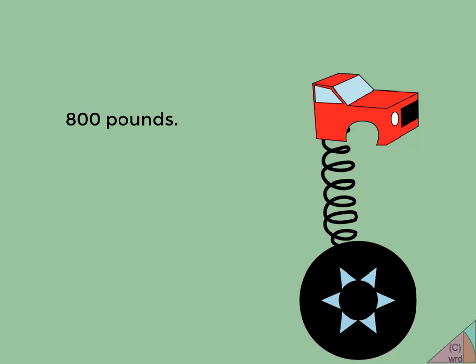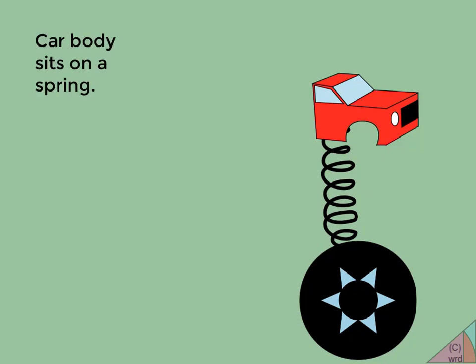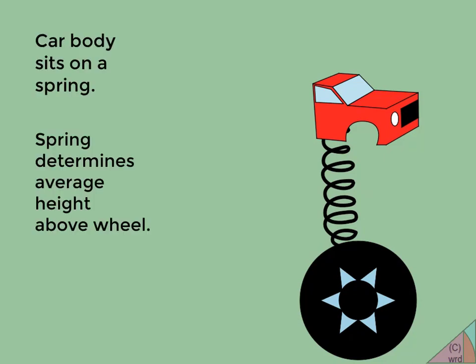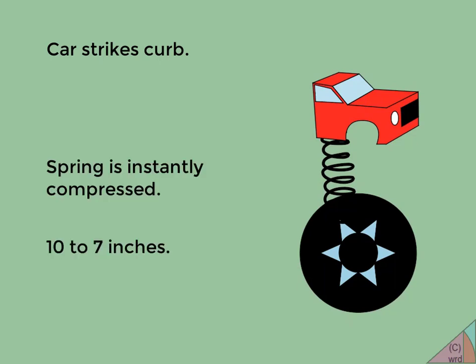Let's say our corner of the car weighs 800 pounds. The wheel always follows the contour of the road. The car body sits on a big spring that establishes an average height of our 800 pounds of car at 10 inches above the wheel hub. When a curb is struck, the spring is instantly compressed in our model. Let's say the compression is to 7 inches, 3 inches less than steady state.